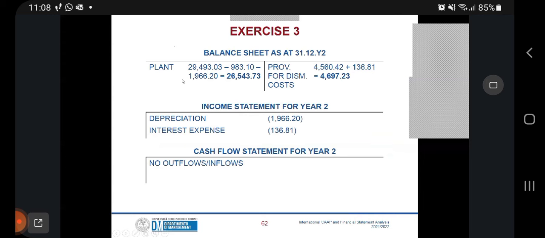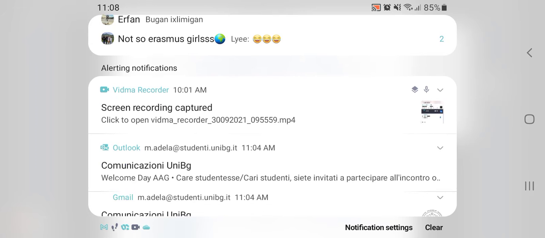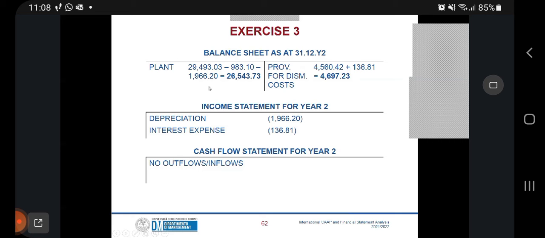Again, the plant is equal to the difference between historical cost minus the first depreciation charge and the current depreciation charge, which is the net carrying amount, equal to 26,000. And then the amount of the provision at the 31st December year 2 is a little bit higher than the provision for dismantling costs at the 31st December year 1 due to these adjustments according to IFRS 9.